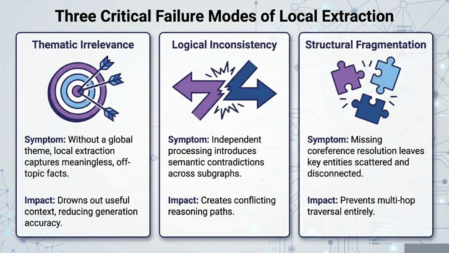When we rely solely on local extraction, we encounter three critical failure modes. First is thematic irrelevance. Without a global theme, the system captures meaningless, off-topic facts that drown out useful context. Second is logical inconsistency. Independent processing introduces semantic contradictions across subgraphs. Finally, structural fragmentation leaves key entities scattered and disconnected, preventing multi-hop traversal entirely.